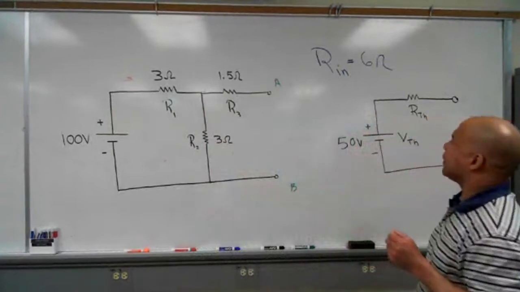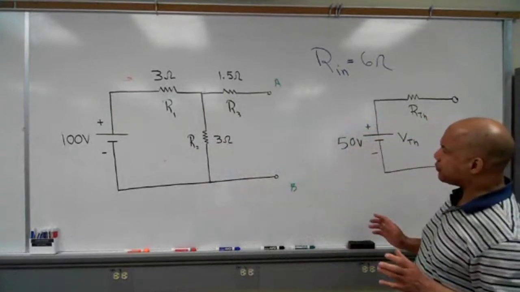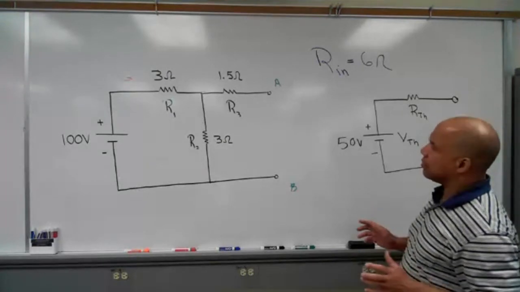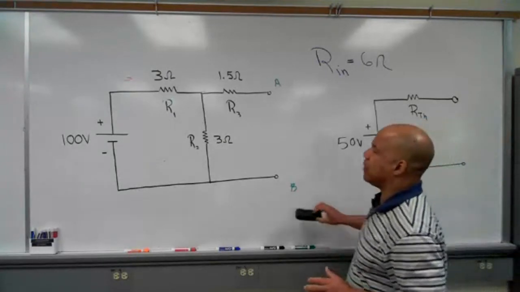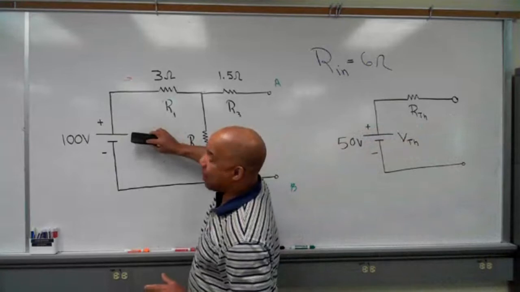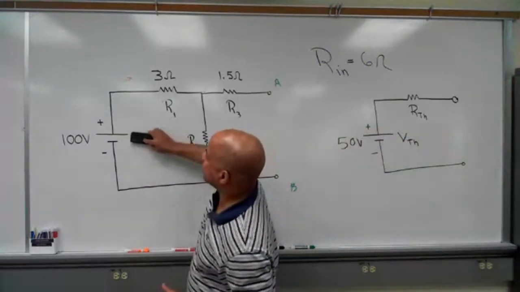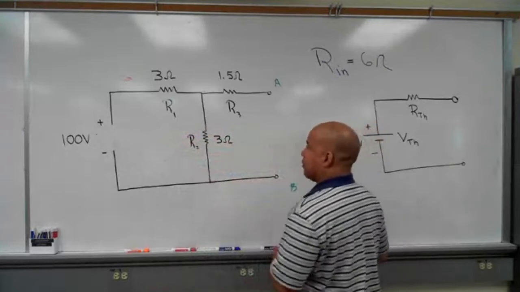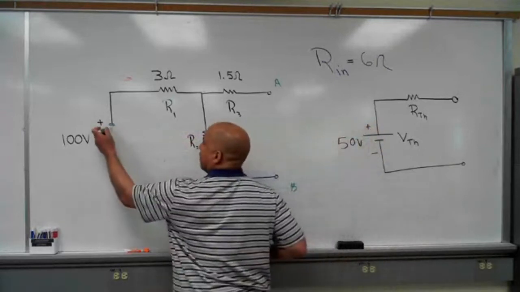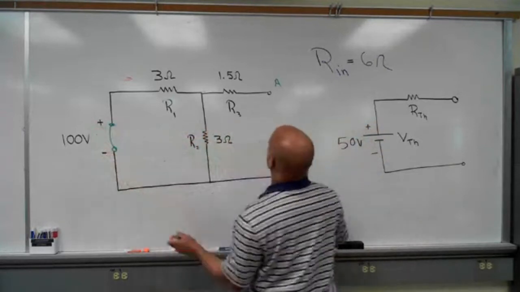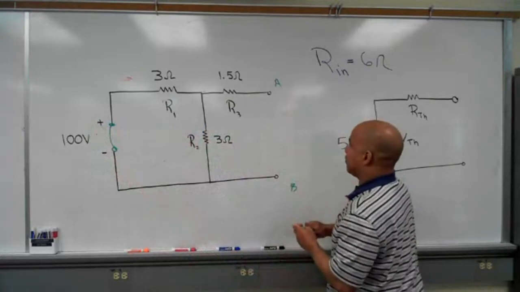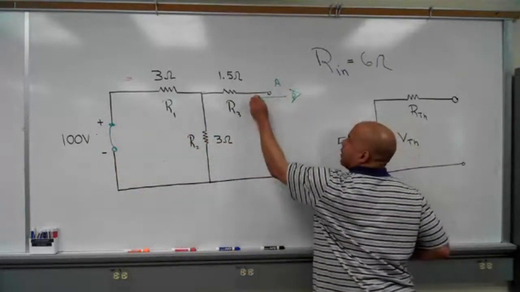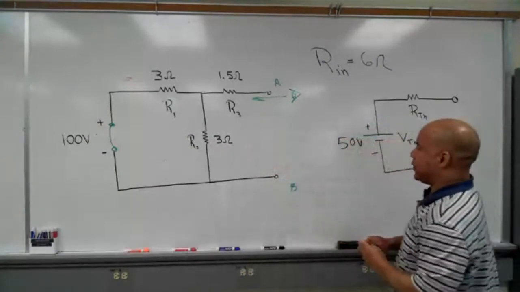But mute your mics. And the question is, I want to find RTH. What do I do? Well, I'm going to set the power source to 0. Since the power source is a battery, I have to replace it with a short, so I'm just going to replace it with this piece of wire. I'm going to come over to this side of the circuit and look in there. Here's my Thevenin eyeball, looking in this way.